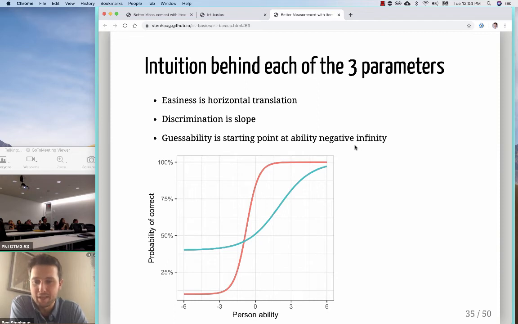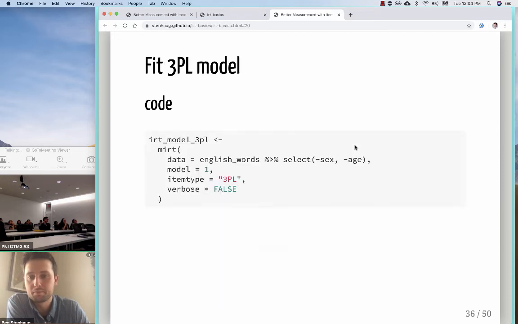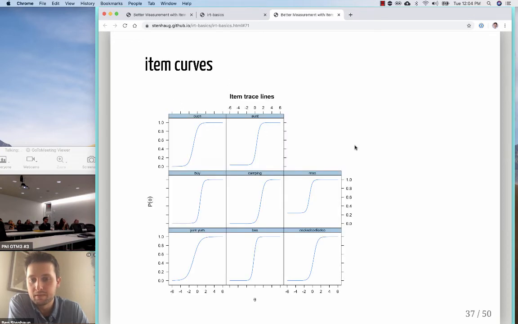Does that make sense from an intuition standpoint? Is there more I can say to be helpful there? Let's fit it. Here's what we get. Which item is the one that was guessable?